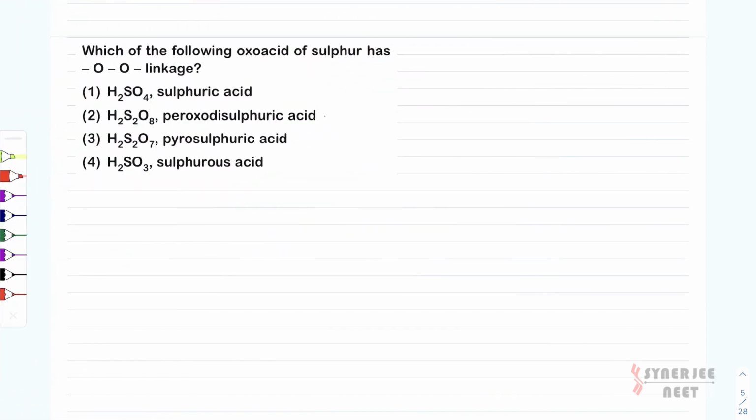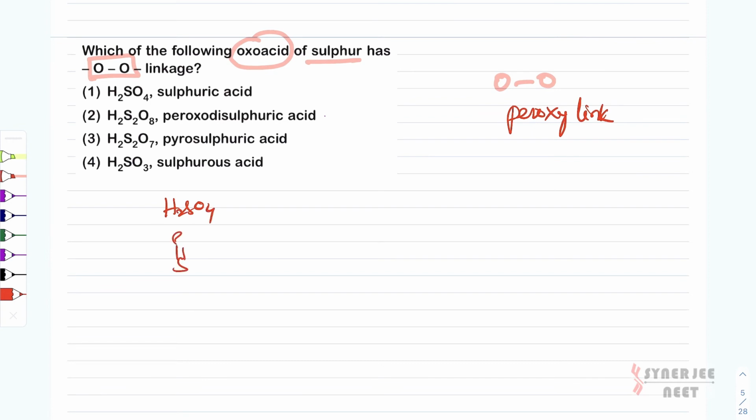In this question, which of the following oxo acids of sulfur has an oxygen-oxygen linkage? Oxygen-oxygen linkage is called peroxy linkage. So which of the following has that peroxy linkage? This is the peroxy link. Now if you look at the first one, the sulfuric acid structure is like this, H2SO4. Sulfur with a double bond O, and OH and OH. And H2S2O8. In the group 16 chapter of NCERT, all these structures are clearly given.